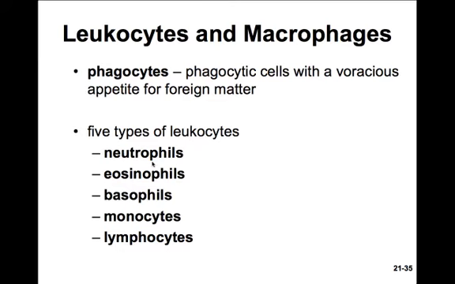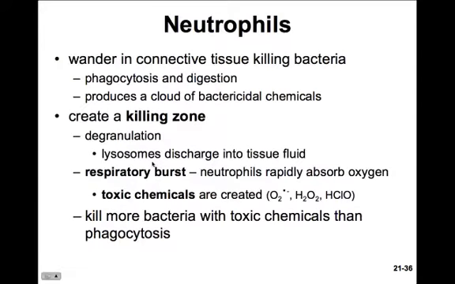Now, if the microbes get past this physical barrier of the skin and the mucous membranes, then they'll be attacked by phagocytic cells. The phagocytic cells have a voracious appetite for foreign matter. These phagocytes are leukocytes and macrophages. As we learned in chapter 18, there are 5 different types of leukocytes: the neutrophils, eosinophils, basophils, monocytes, and lymphocytes. Let's begin by looking at the neutrophils. Neutrophils wander around in connective tissue killing bacteria. They phagocytose them and then digest them.